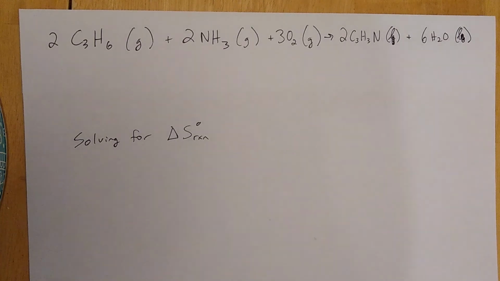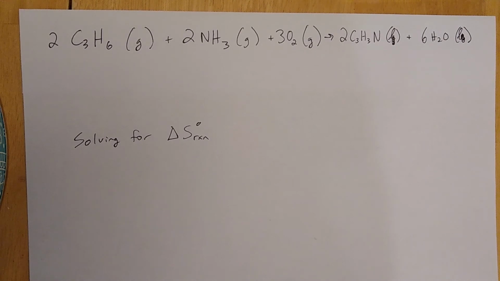Okay, so I have a reaction here. This is for the formation of acrylonitrile, which is a starting material for some synthetic fibers. It's made from the gas propene, C3H6, as well as ammonia and oxygen. So if we're trying to find the reaction entropy for this particular reaction, we're trying to figure out if over the course of the reaction, things are getting more dispersed or less dispersed.